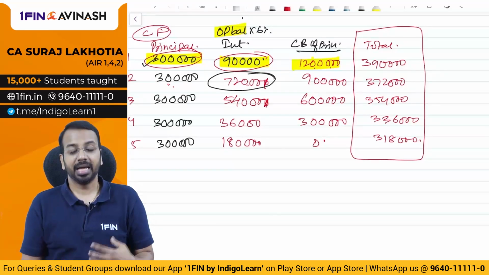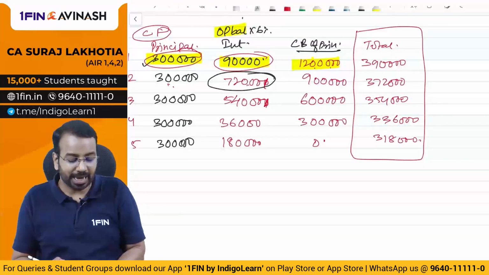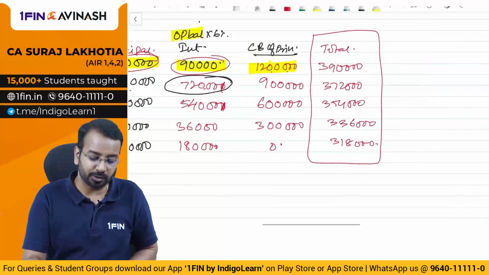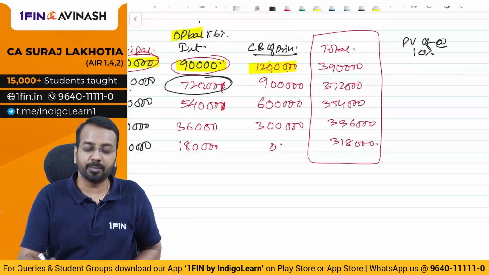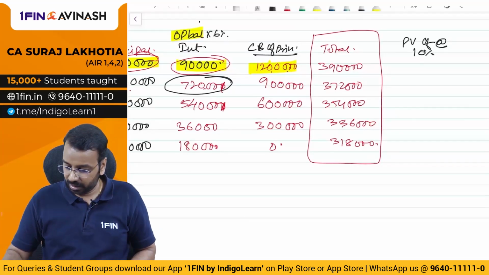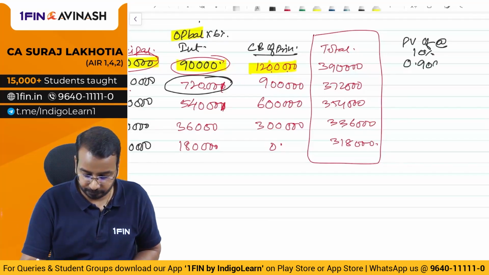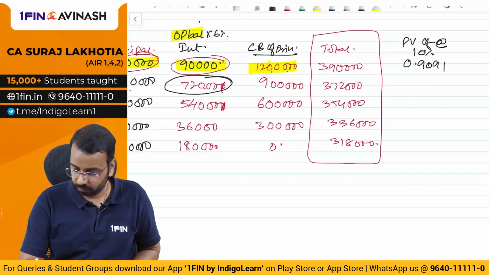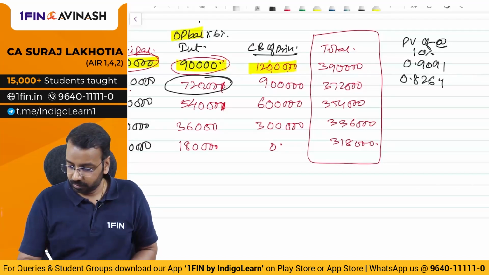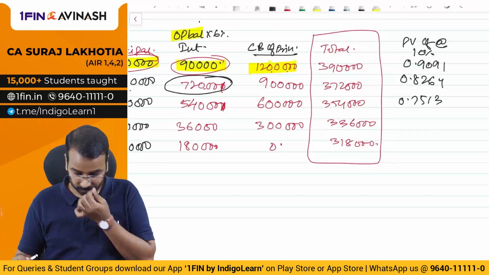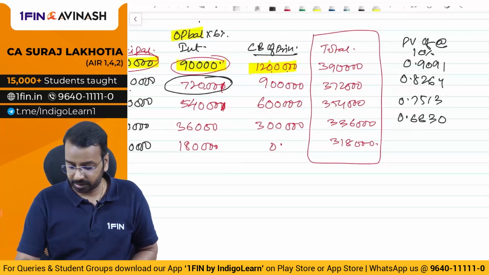Now we have to see, if I will get these cash flows, how much loan will I give so that I earn 10%? Basically what we need to calculate is the present value of the loan at 10%. So 1 divided by 1.1 is 0.9091, then 0.8264, 0.7513, 0.6830, 0.6209.